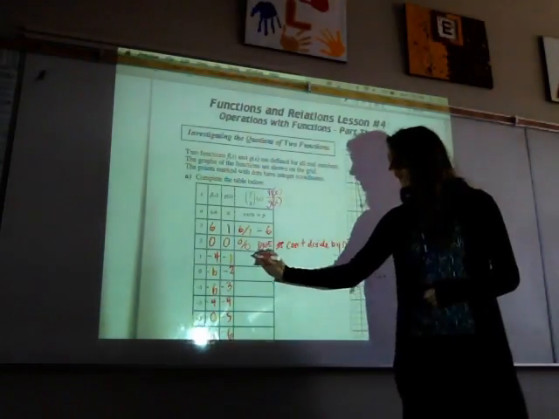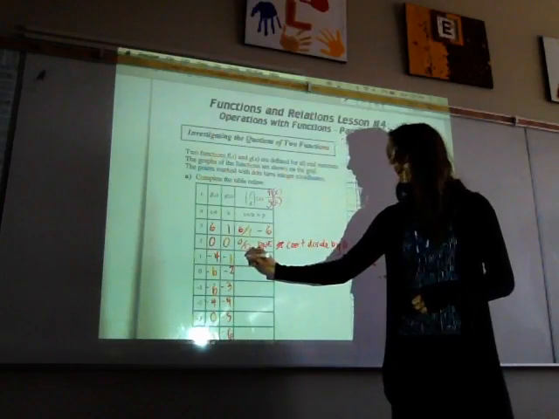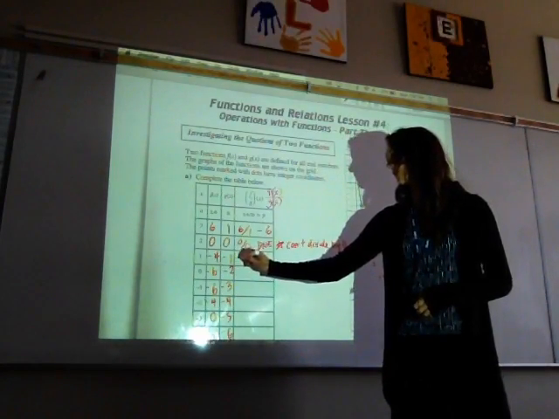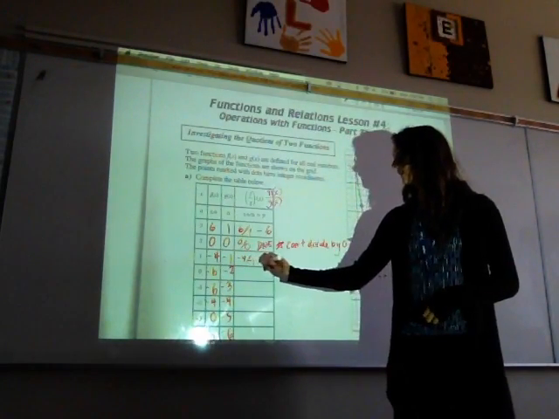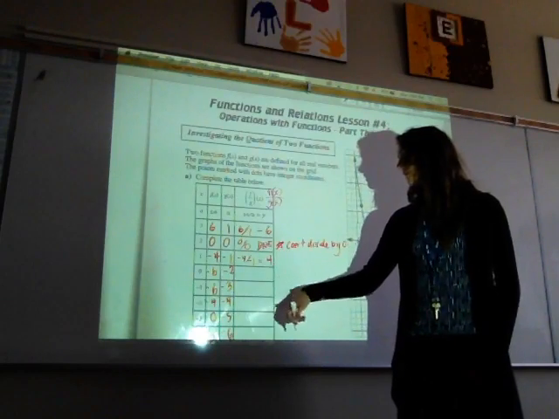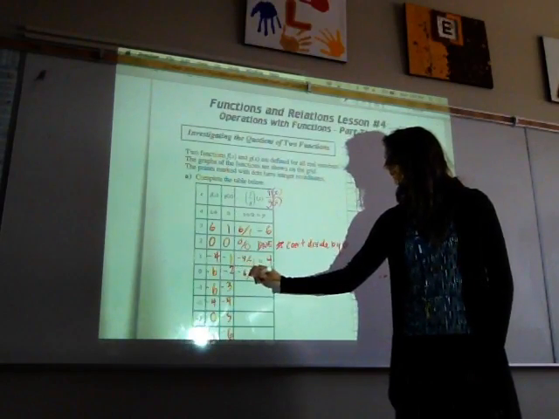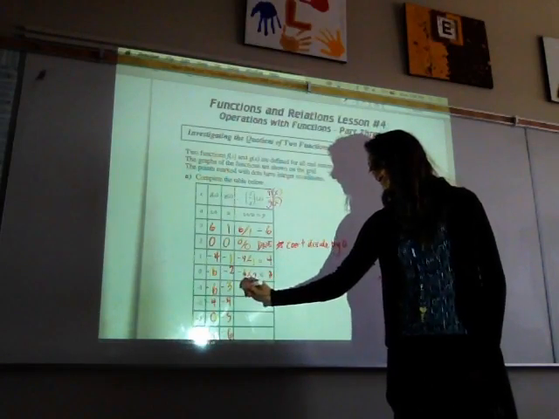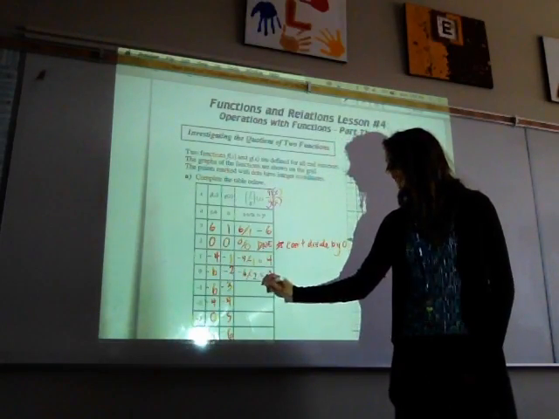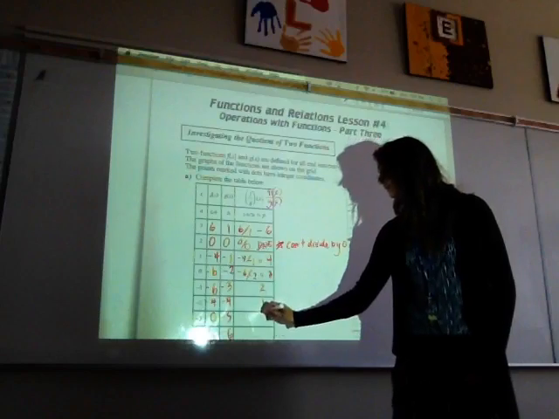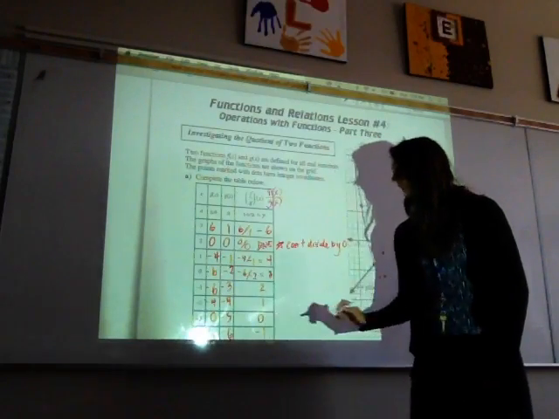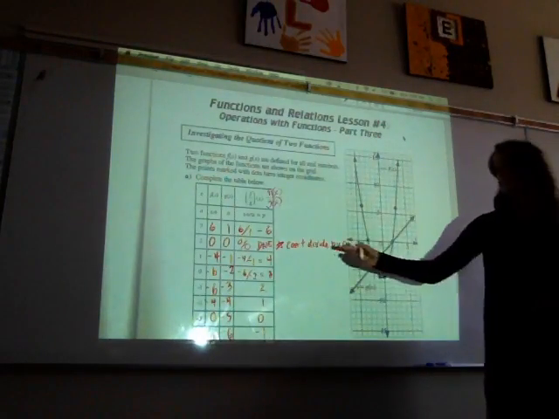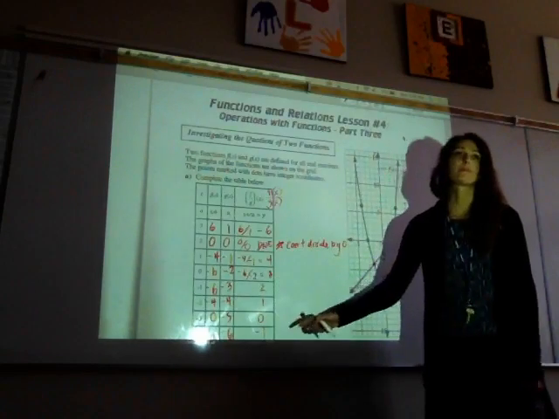Continuing down, we're going to go still f of x divided by g of x, so negative 4 divided by negative 1, we get positive 4, negative 6 divided by negative 2, positive 3, and then if we just keep dividing, 2, 1, 0, negative 1. You can see these are going down by 1.